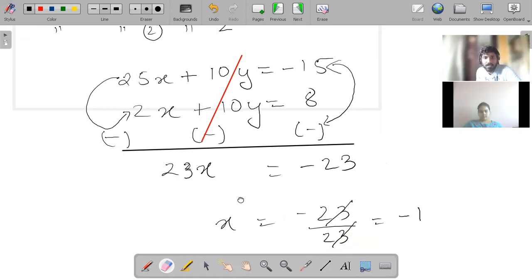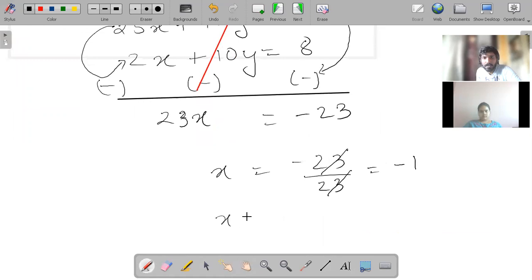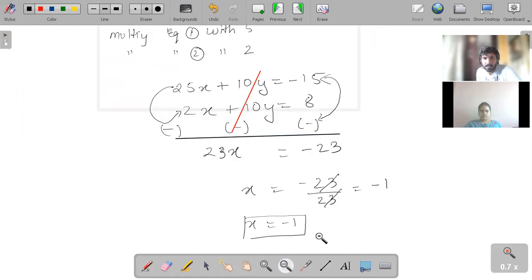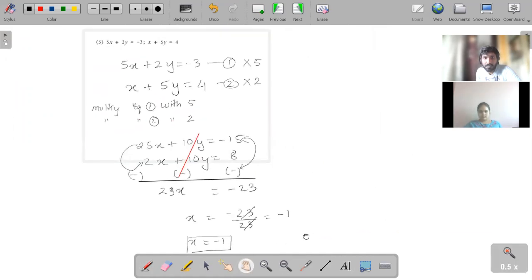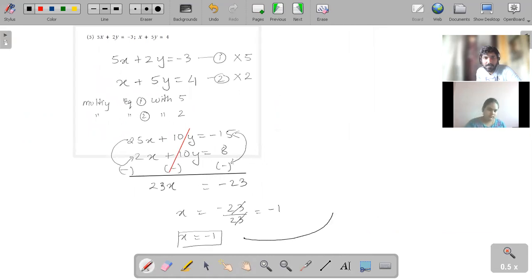So x is equal to minus 1. Can you write up to here? Okay, right up to here. And then after that, substitute x equal to minus 1 in any one equation and find out the value of y as well. Okay, do up to here. Yes.